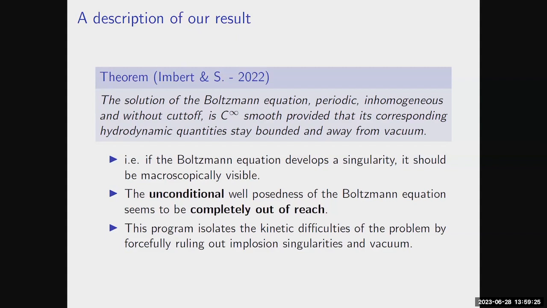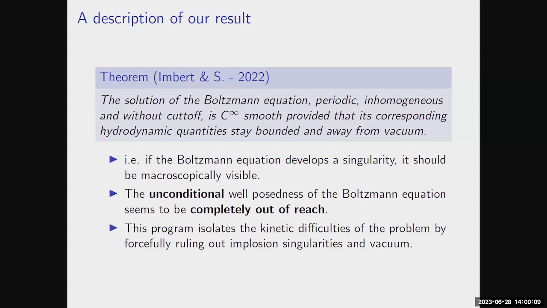In a way, what this is saying is that other than the implosion singularity, there shouldn't be any other singularity, right? We're also taking away vacuum, so we don't want to have vacuum. Vacuum is sort of a special case that requires another discussion. But basically, it's saying that if there was any singularity for the Boltzmann equation, it has to be visible macroscopically, right? Or that there is no singularity in the Boltzmann equation of a purely kinetic nature, that is not something that you would see in a hydrodynamic equation.